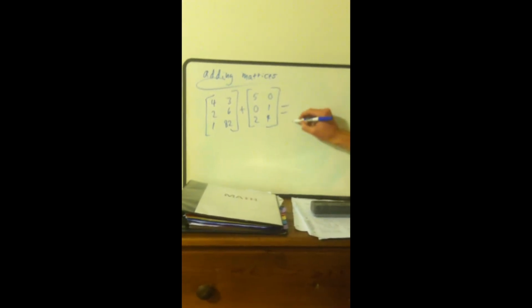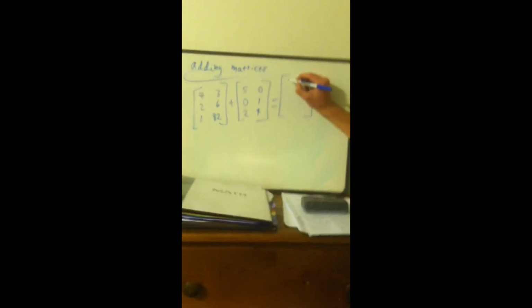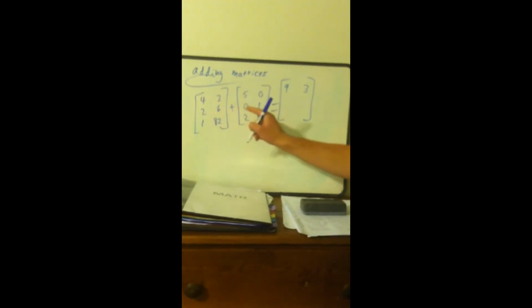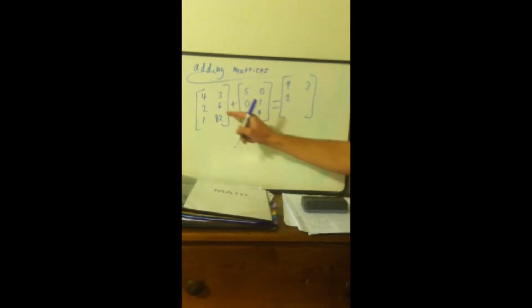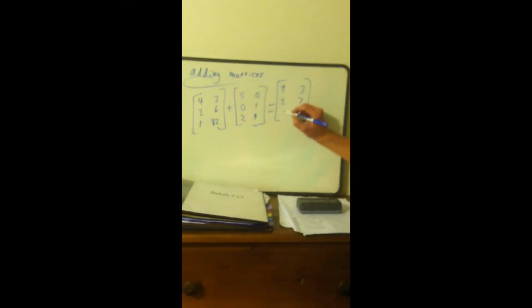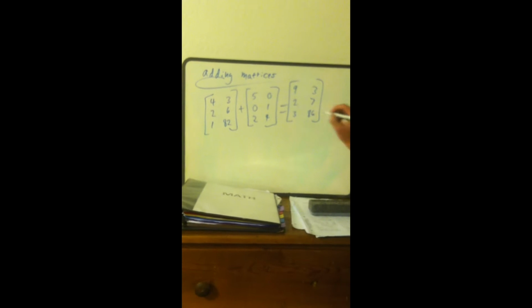So now you're basically just going to do the exact same thing. It's really easy. 4 plus 5 is 9. 3 plus 0, 3. 2 plus 0, 2. 6 plus 1, 7. 1 plus 2, 3. And 82 plus 4, 86. So notice that this matrix looks just like the other two, once again. It's always going to work like that. If you end up with a differently shaped matrix, you know you did something wrong.